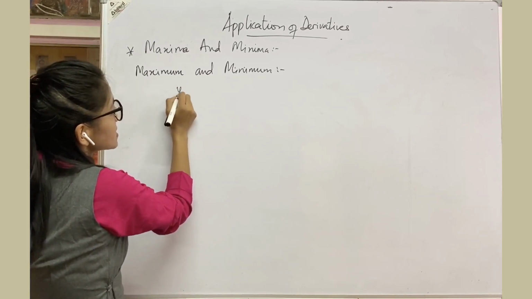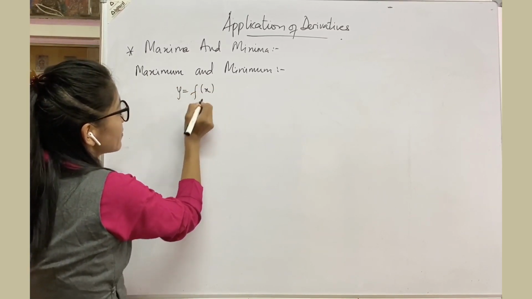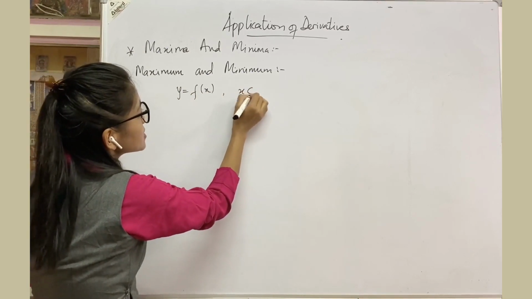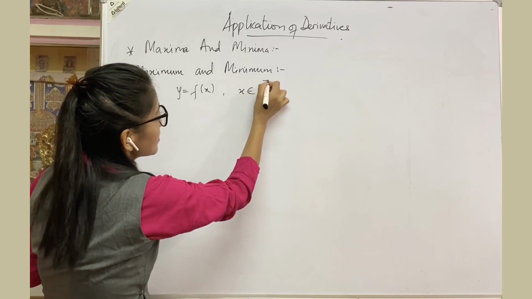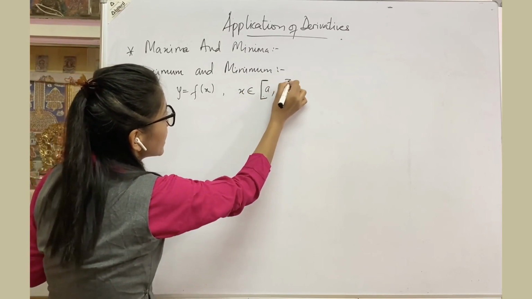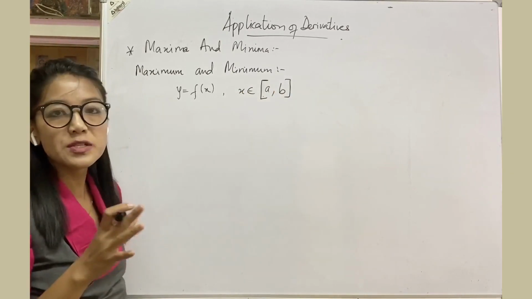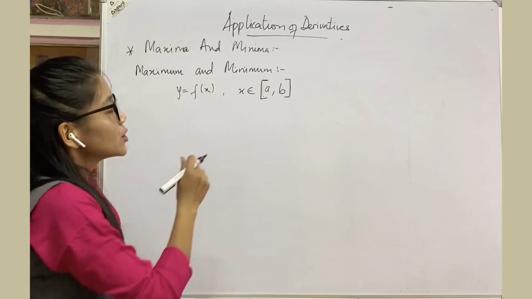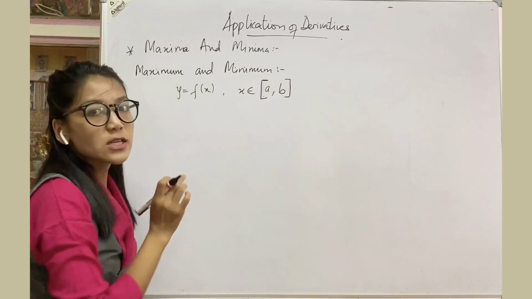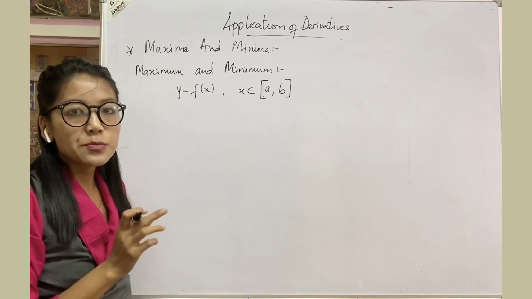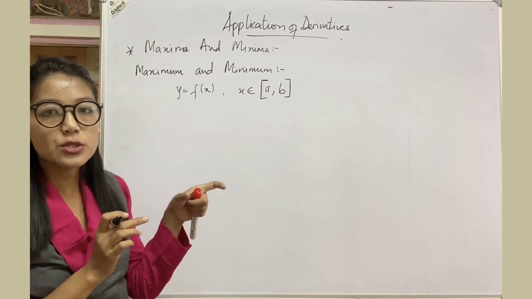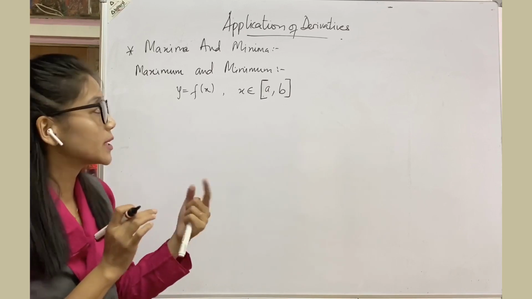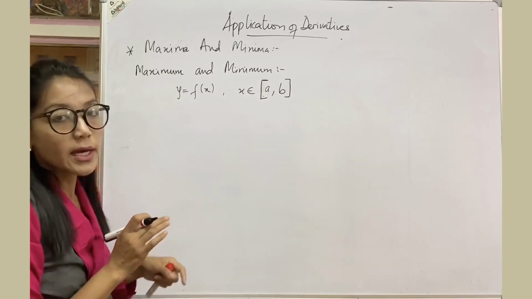If I have this function y is equal to f(x), in the interval, first let me consider the closed interval [a, b]. Now you know the difference between open and closed intervals. So here I have taken my interval as the closed interval [a, b], which means I have to include a and b, right? So x can be equal to a and b. You have to include the extreme points. a and b are to be included.